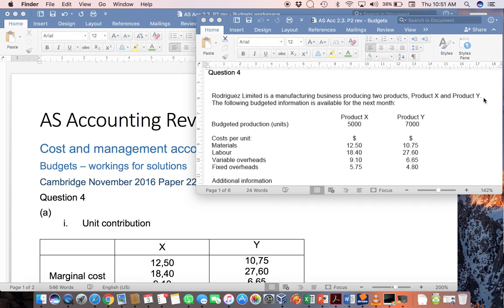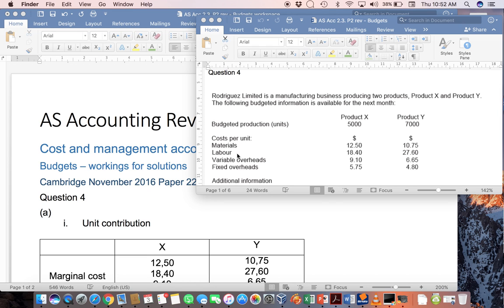The following budgeted information is available for the next month. You can see that over here they've shown you what the budgeted production is in units. So they are hoping to or wanting to produce 5,000 of product X and 7,000 units of product Y. Based on those production levels, these are what the costs would be per unit. So in other words, the total costs would be these figures times the number produced.